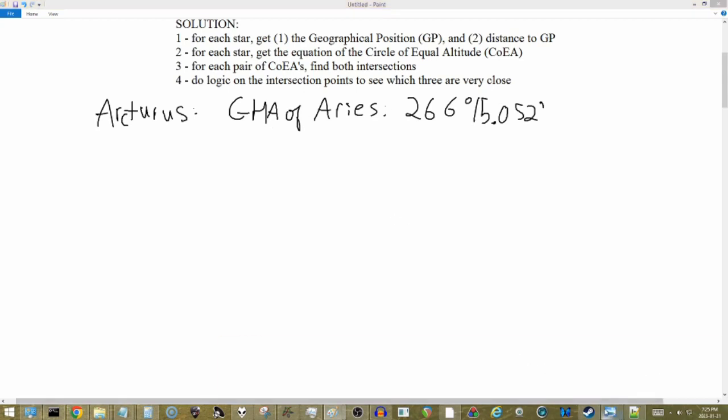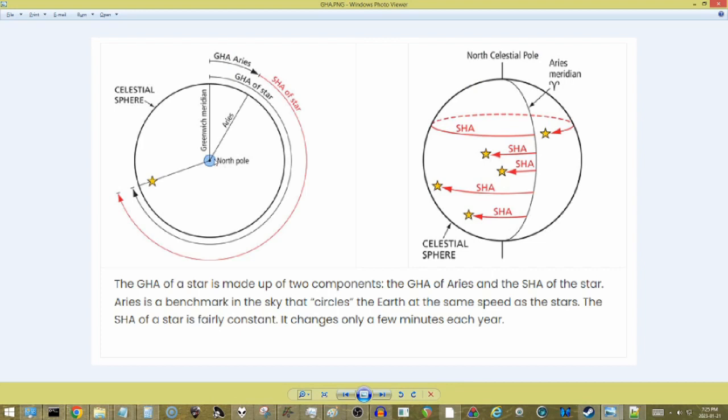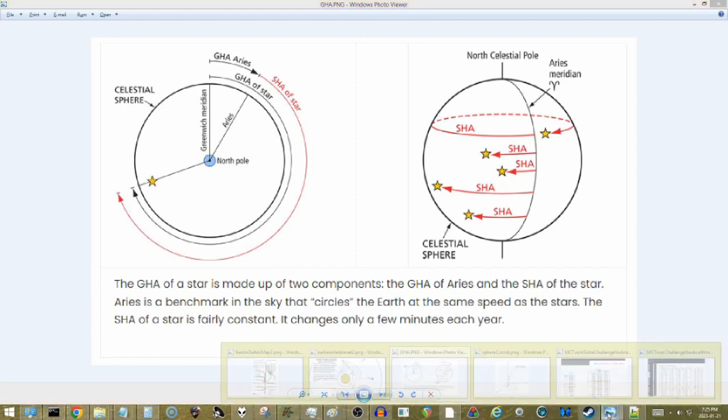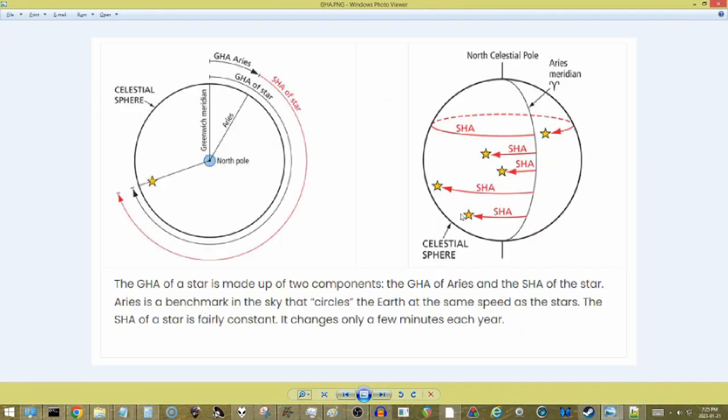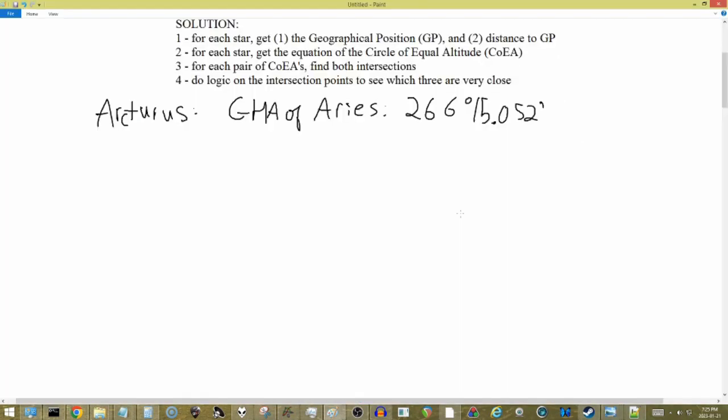Here's just a quick diagram to show you the concept. If you're looking top down on the Earth, here's the North Pole, here's the Greenwich Meridian. To get the longitude, the number of degrees west you are from the Greenwich Meridian, you add the GHA of Aries and the SHA of the star together, and that gives you the number of degrees west you are. So the SHA of Arcturus at that time was 145 degrees and 49.7 arc minutes.